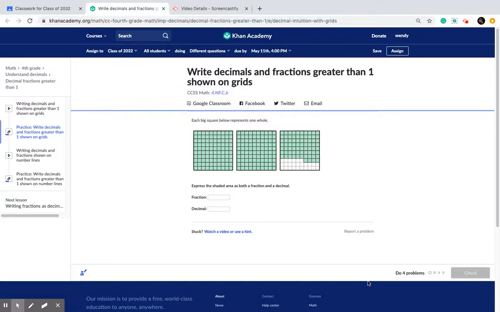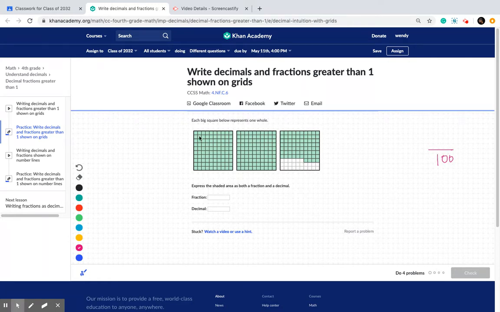Students will be able to write decimals and fractions greater than 1 shown on the grids. Okay, so we already know that these ones are hundreds, right? So I already know that my denominator will be 100. So technically, this is 100 over 100, okay? And then this one will be 100 over 100, okay? So this is one whole, and this is another whole. So if I add these two, that will give me 2, you see?